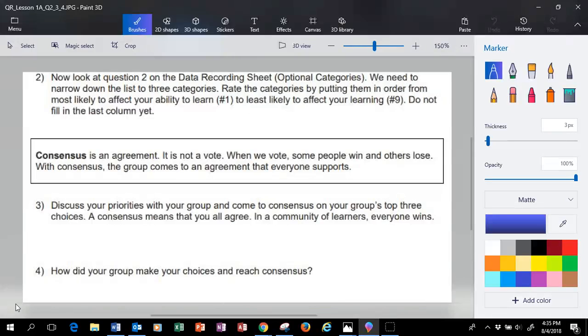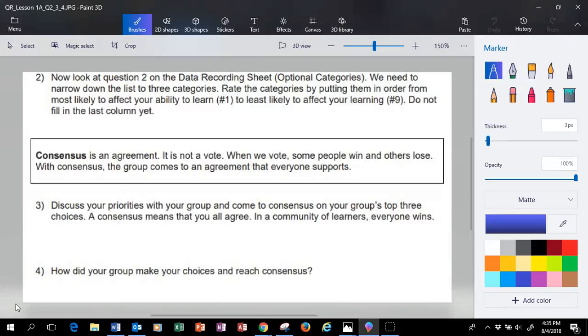Now that you've completed part one on the data recording sheet, we're now going to look at question two, which is at the bottom. Do not complete all of those in question two. If we were in a classroom setting or a synchronous online course, we would be able to do this together. I'm going to have to give you the ones to pick.